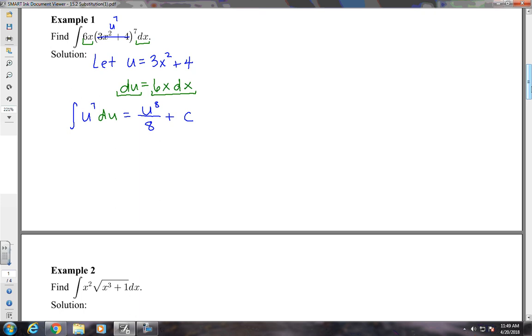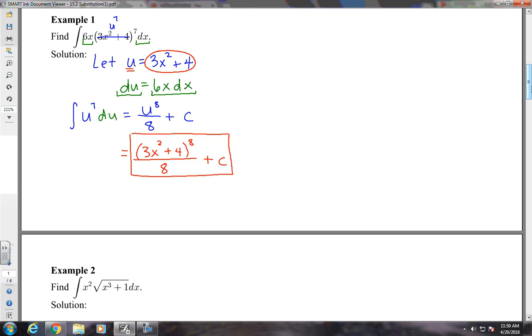However, our original function was not in terms of u, it was in terms of x. So what I want to do is go back and recognize u represented 3x squared plus 4. And I'm going to replace u with that expression 3x squared plus 4. Raise it to the 8th power, divide by 8 plus c. And this is our antiderivative.